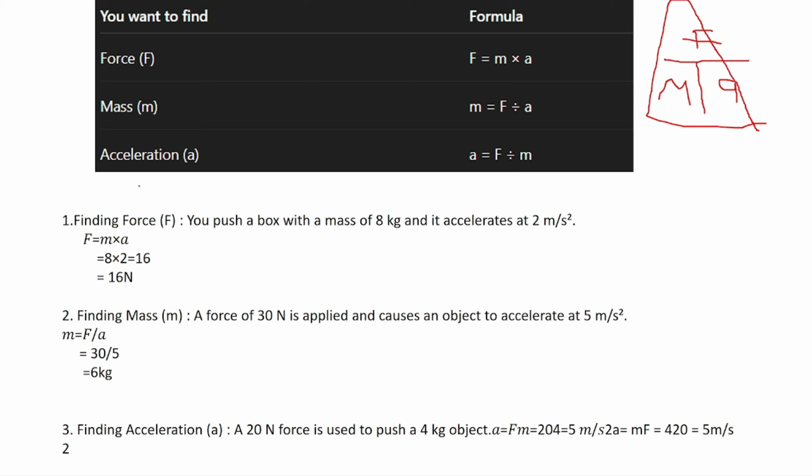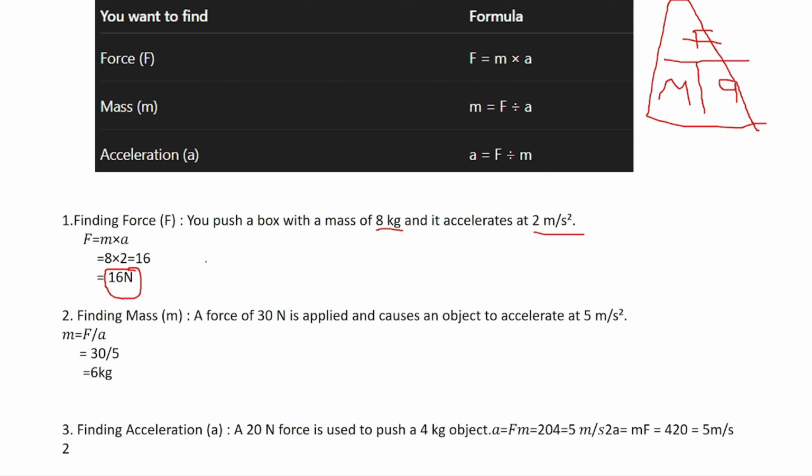Let's look at examples. When finding force, they're going to give you a statement saying you push a box with a mass of 8 kg and it accelerates at 2 meters per second squared. So for me to find the amount of force, as you know, all forces are measured in newtons. I'm going to do mass, which is 8 kg, times acceleration, which is 2 meters per second squared. It's going to be 8 times 2, which is 16. So the amount of force here was 16 newtons.